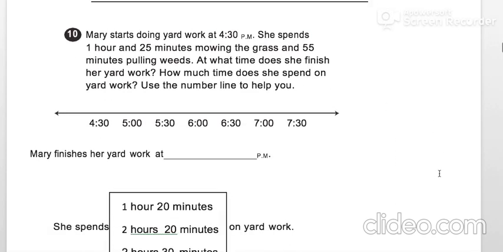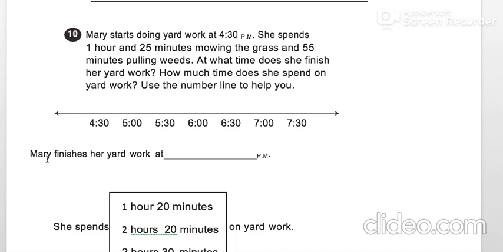Number 10, this is a time word problem. Mary starts doing yard work at 4:30 p.m. She spends 1 hour and 25 minutes mowing the grass and 55 minutes pulling weeds. At what time does she finish her yard work? How much time does she spend on yard work? Use the number line to help you. So you're going to start at 4:30 and you're going to use this number line to help you figure out how much time has passed. You can also show your work on the side if you need to.